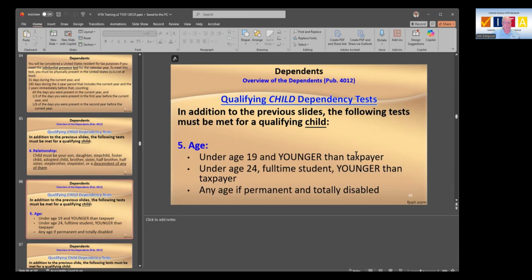Age under 19 and younger than the taxpayer. It's kind of weird. I've never really run across that, nevertheless. But under age 24, remember, this is under age 24 at the end of the year. Full-time student, how do you know they're full-time?